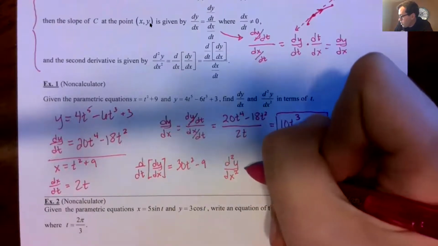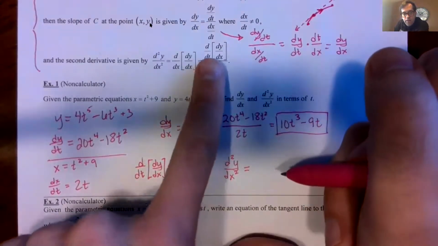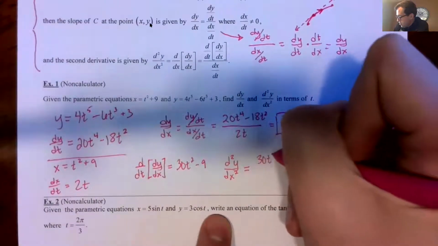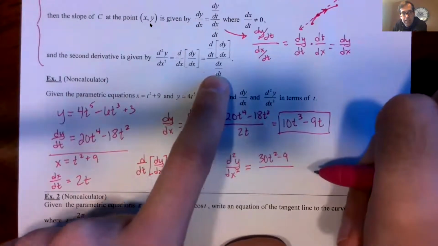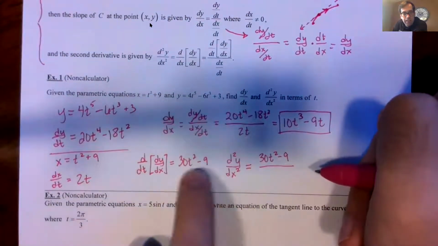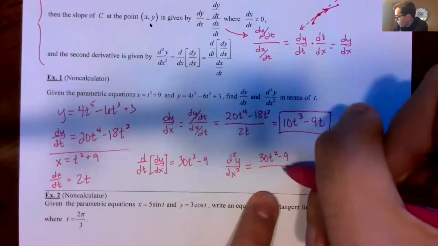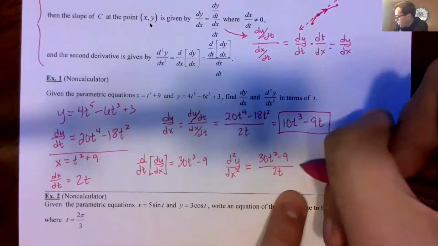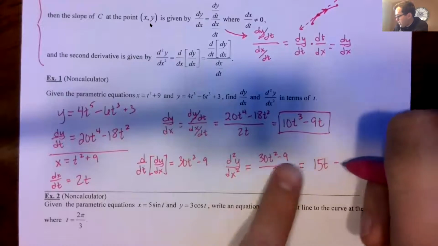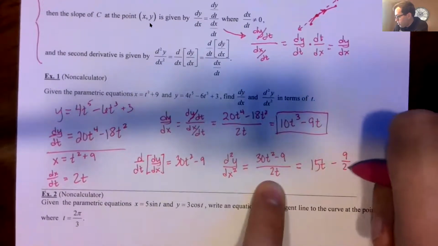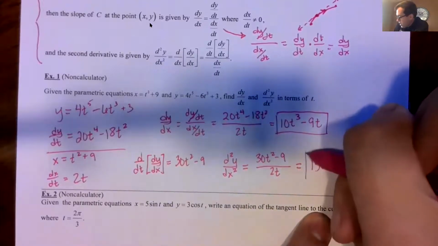And so then we're going to do the second derivative of this whole situation, which is going to be that 30t squared minus 9, right, over dx/dt, and that's how we eliminate the dt and get back in terms of dx. So we've got to get this dx/dt from over here and put it under here. And if we simplify this, we're going to end up with 15t minus, and this part doesn't reduce, so it's just 9 over 2t. Or you could do 9/2 t to the negative 1. But that's our second derivative.